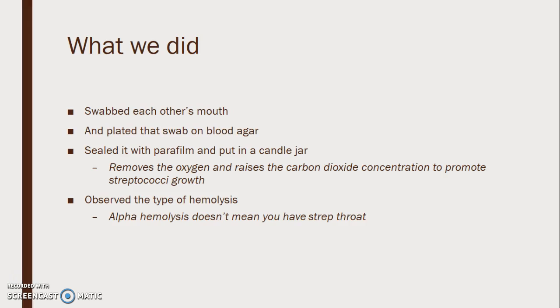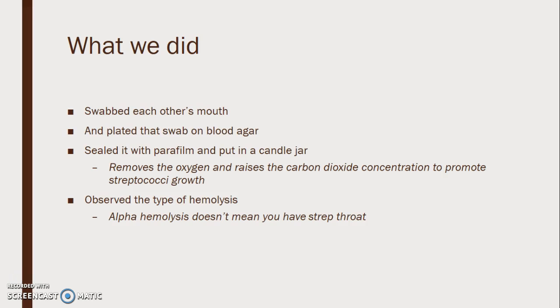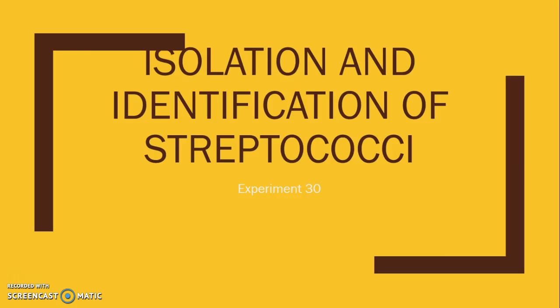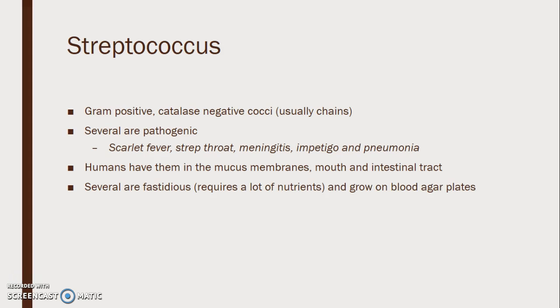What we observed is the type of hemolysis, whether we had alpha, gamma, or beta hemolysis, which we can see on the blood agar plate. It's important to note that just because you have alpha hemolysis doesn't mean that you're sick or you have strep throat or anything like that. It's just an interesting little fact you can spew around. But yeah, the takeaway is that we learned about Streptococcus and how to isolate that genus of microbes.